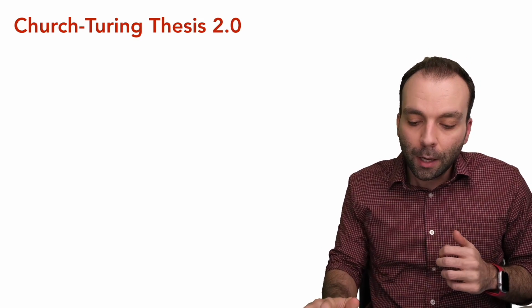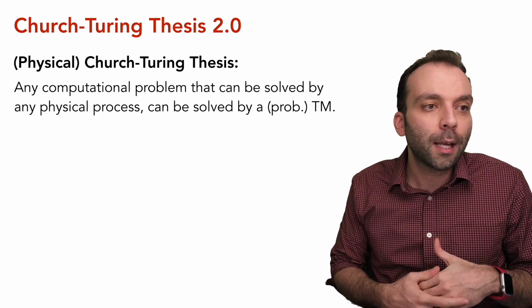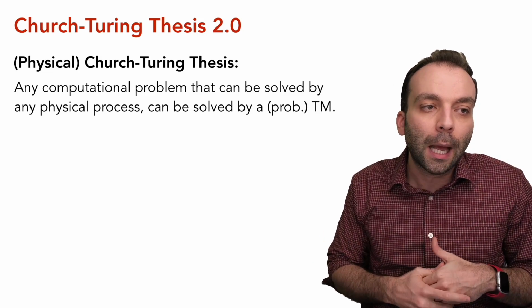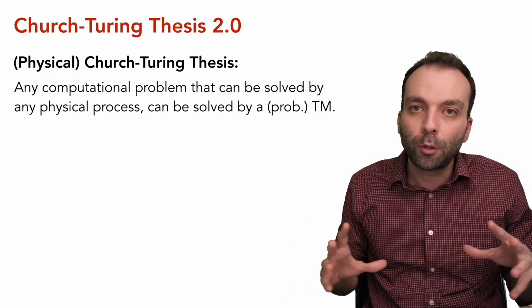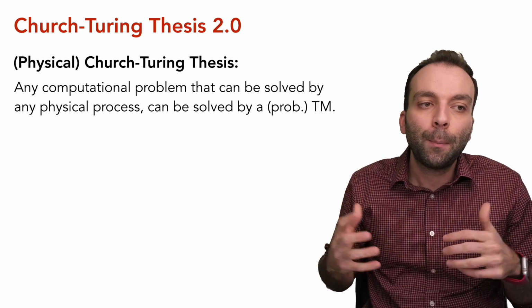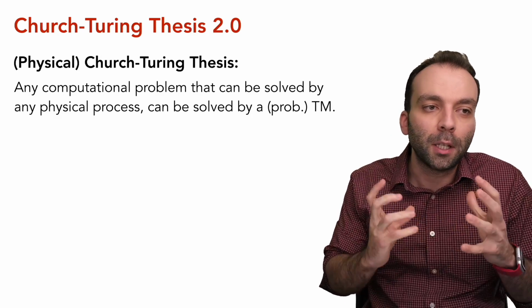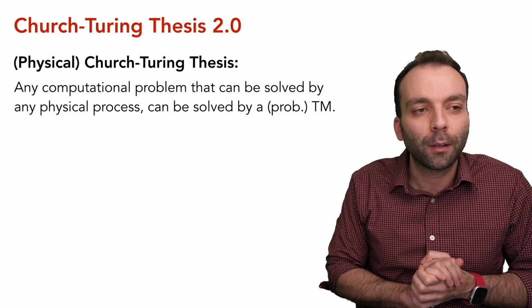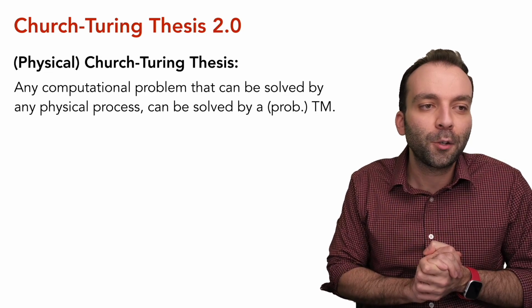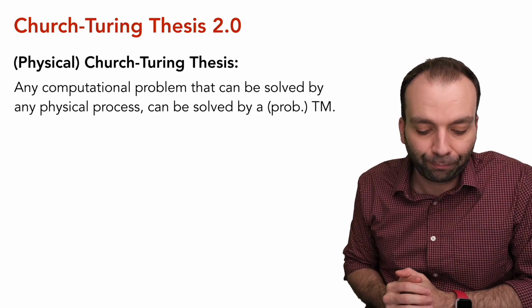Okay. And this brings us to Church-Turing thesis 2.0, the more advanced version of the Church-Turing thesis, which is also known as the physical Church-Turing thesis. And it says that any computational problem that can be solved by any physical process, only constrained by the laws of physics and nothing else, can be solved by a Turing machine, a probabilistic Turing machine, though I don't want to get into that distinction between deterministic and probabilistic. Let's just say, Turing machine.